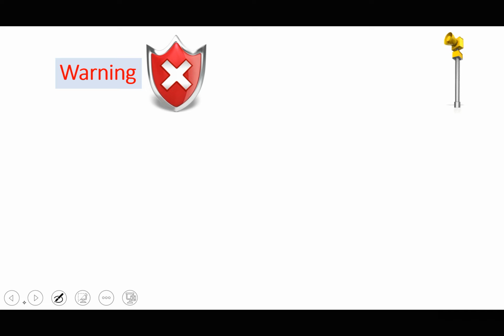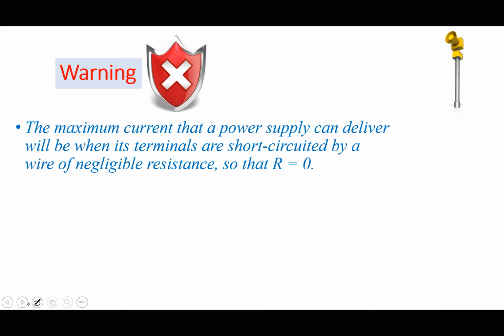However, we are going to assume that there is negligible internal resistance within the battery, so that there is no energy lost between the terminals of the battery. Note that the maximum current that a power supply can deliver will be when its terminals are short-circuited by a wire of negligible resistance. That is, there is no external resistance.